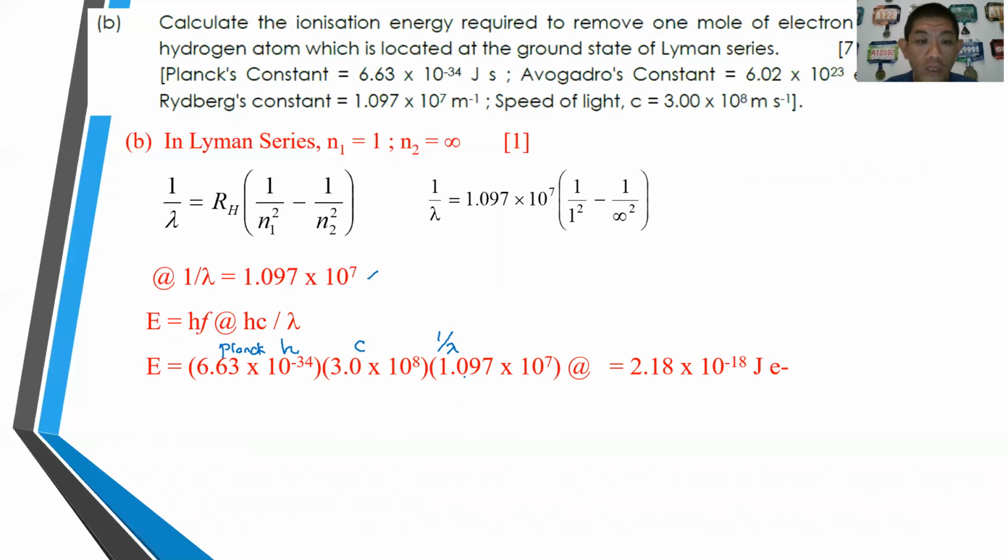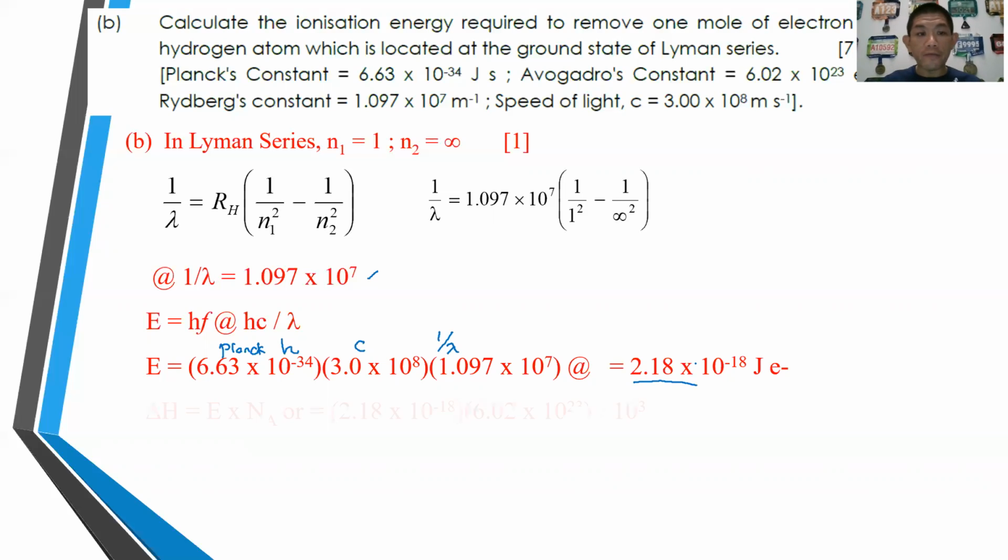Okay, so you don't need to solve the 1 over lambda, because at the end of the day we're still going to use 1 over lambda in our calculation. Or you straight away press your calculator, you get 2.18 times 10 power negative 18 joule per 1 electron. So this is the energy required to increase the energy level by 1 electron here.